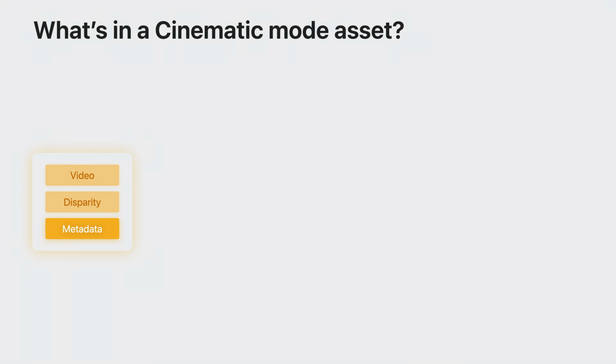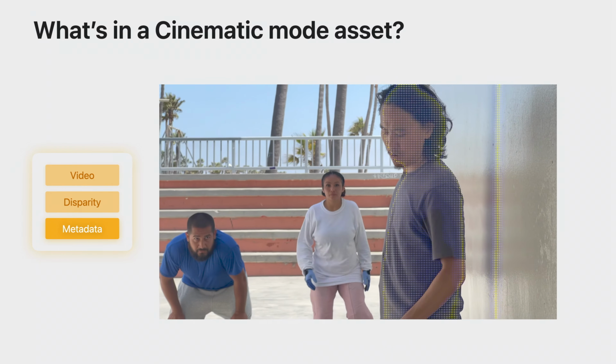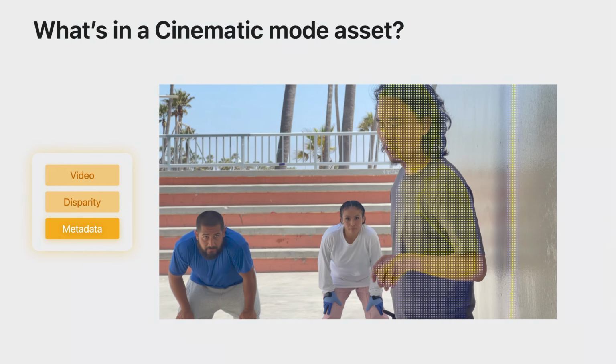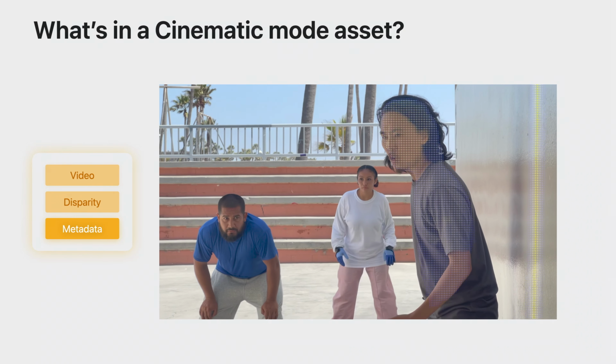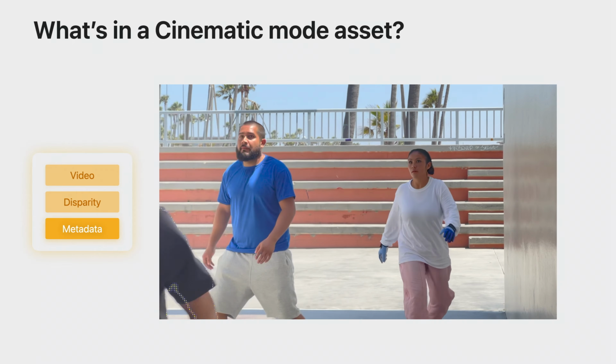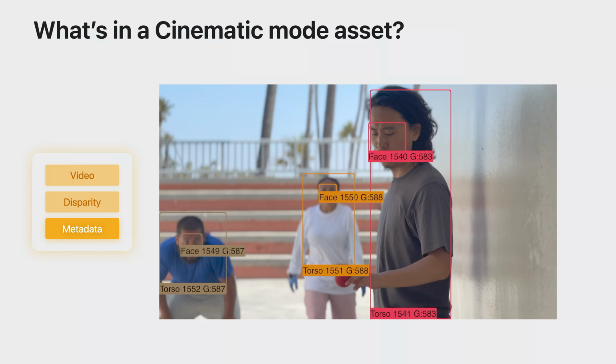The third track contains important metadata for rendering and editing. The track consists of two things. First, the rendering attributes, which hold focus disparity and aperture as an F number. These drive the rendering. The focus, shown as an overlay, is decided by the cinematic engine, while the aperture is chosen by the user. And then there's the cinematic script, which holds all the automatic scene detections.